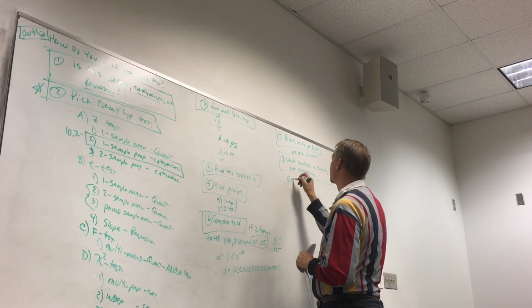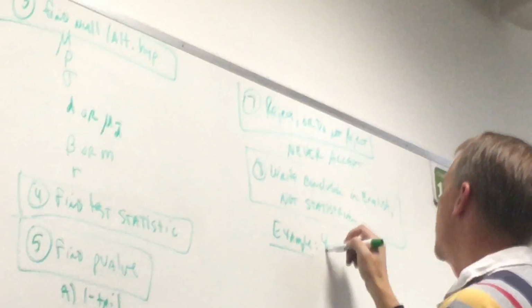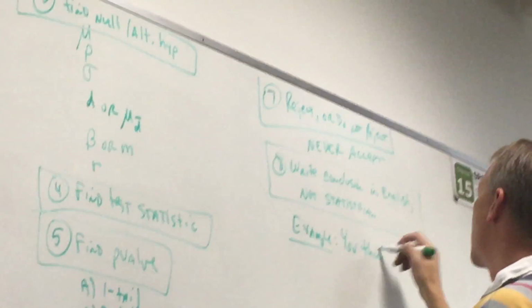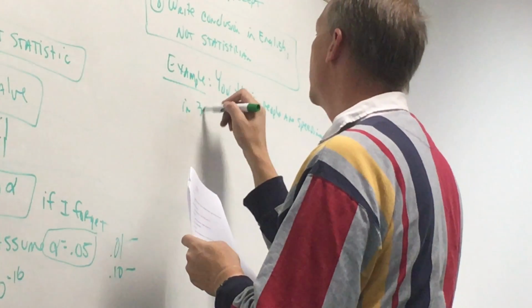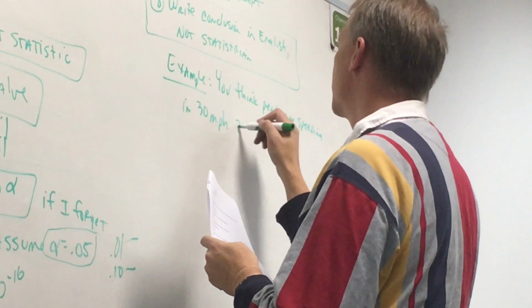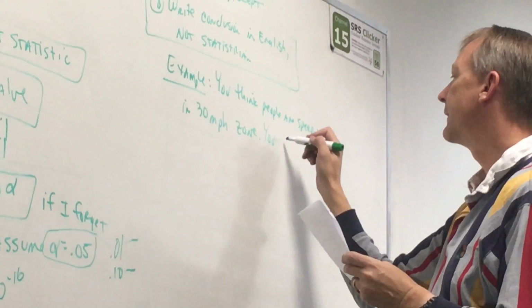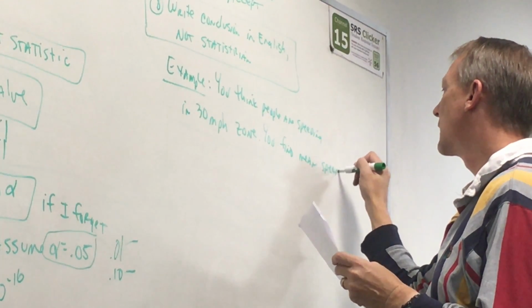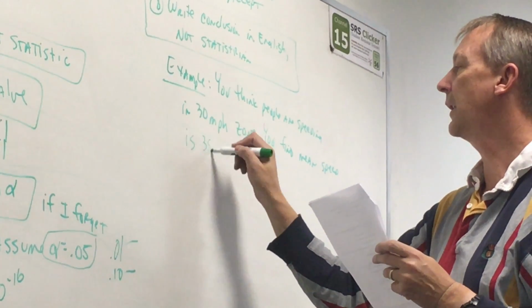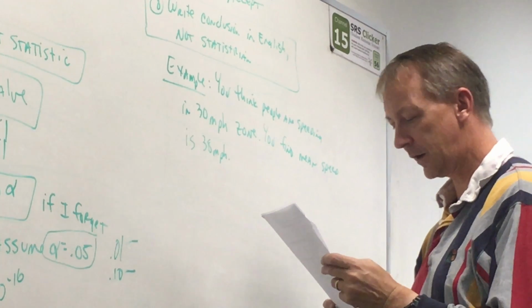So here's an example. You think people are speeding in a 30-mile-per-hour zone. You find the mean speed is 38 miles per hour. Okay?